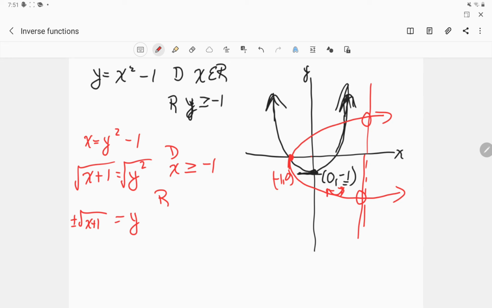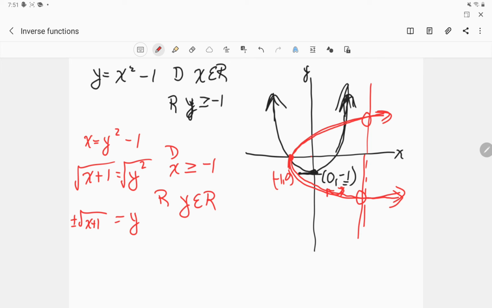Now, what about my range, up and down? Well, I know it doesn't really look like it, but this is headed up forever, and this is headed down forever, even though it's not going down a lot over time, it is. So my answer is that y really can be anything. It can go up forever, it can go down forever.